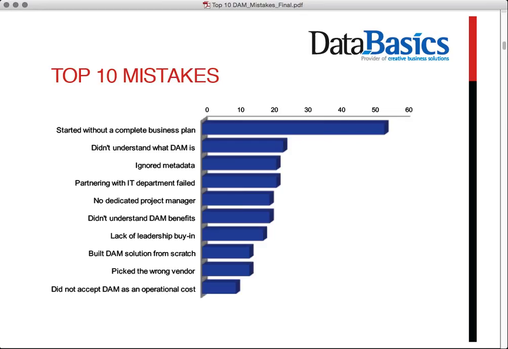Then we had a range of different mistakes, being number 3, ignored metadata, number 6, didn't understand DAM benefits, and the last one, did not accept DAM as an operational cost. Those 3, they are the ones that superficially, and definitely, are to do with the DAM project and are not general IT related mistakes. We had general project type of failures, numbers 4, 5 and 10, and I think we'll address them as a separate group.